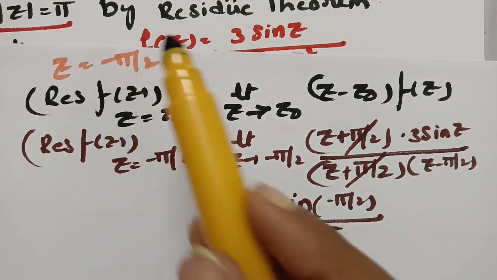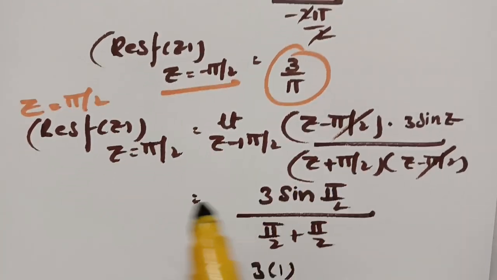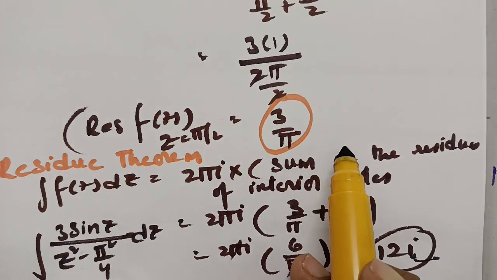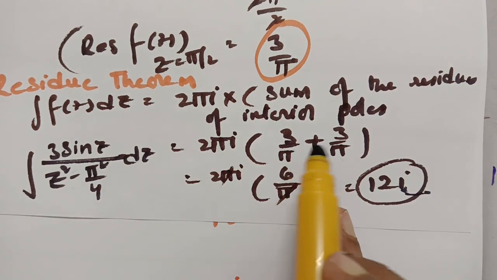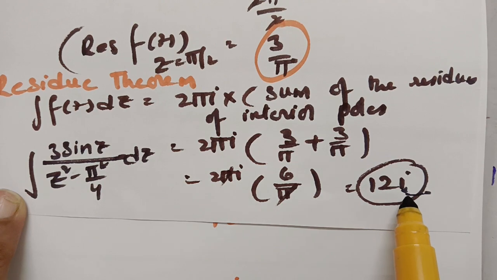First pole is minus pi by 2, for which the residue value of the function is 3 by pi, and for the pole plus pi by 2, the residue value is 3 by pi. According to our residue theorem, this is 2 pi i into the sum of the residues of the interior poles, that is 6 by pi, which is equal to 12i, the required answer.